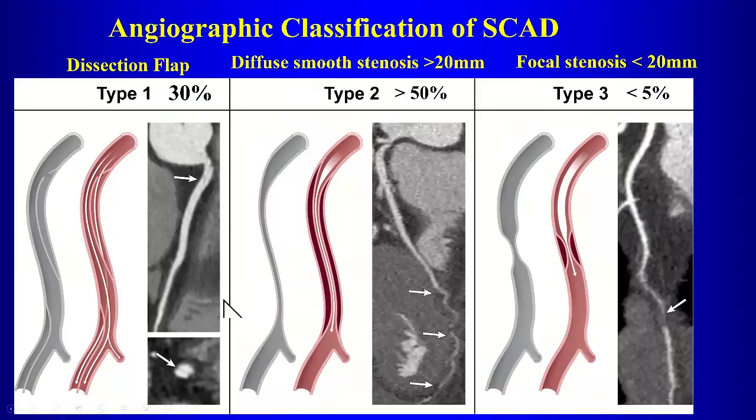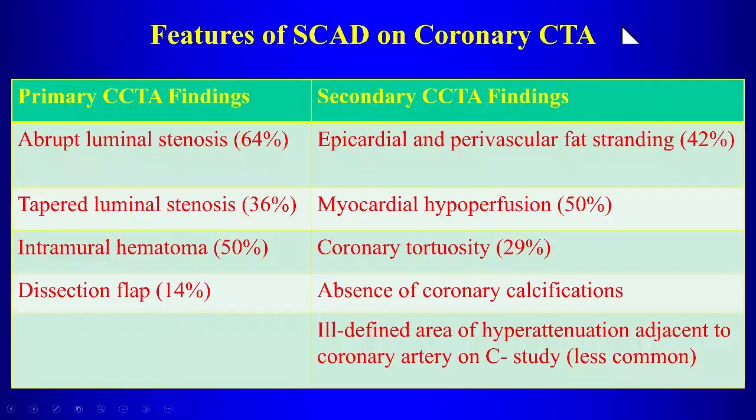There are classifications as to the different types. The type where you can actually see a flap, only about 30% of those you can actually see a flap. So in most cases, you're not going to see a flap. What you're going to see are these areas of irregular stenosis. Type 2, that area of stenosis is greater than 2 millimeters. Type 3, that area of stenosis, regular narrowing, is less than 2 centimeters, or greater than 2 centimeters. So in most cases, that's what you will see with a spontaneous coronary artery dissection. Okay?